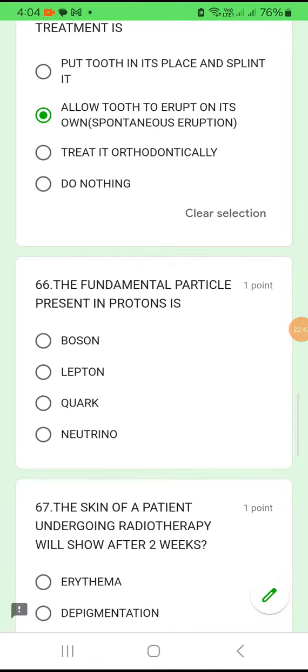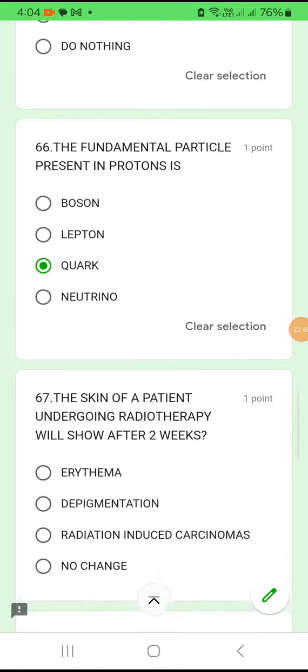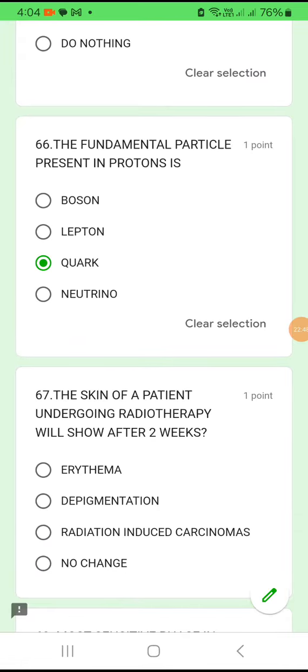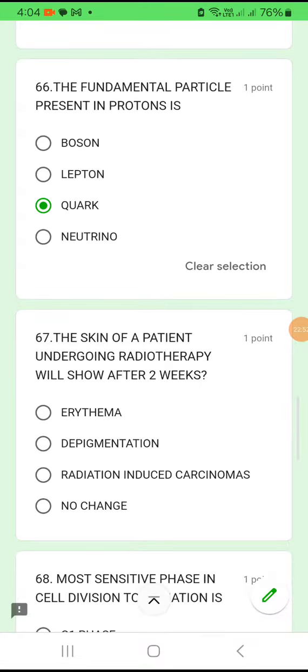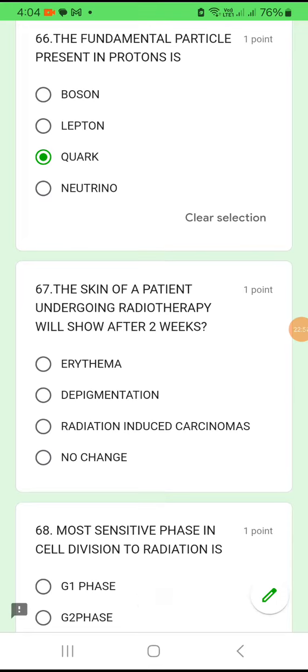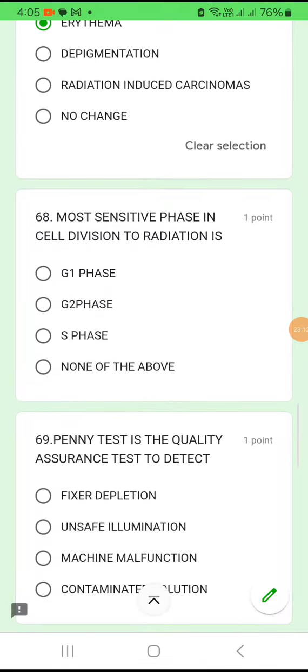Question number 66. The fundamental particle present in proton is quark. Okay, option C. The fundamental particle present in proton is quark, not boson, not lepton, not neutrino. Question number 67. The skin of a patient undergoing radiotherapy will show after 2 weeks what? So once you undergo radiotherapy, your skin will have reddish color. So it is not depigmentation, it is not radiation induced carcinomas. Definitely there will be erythema. So option A is the answer.